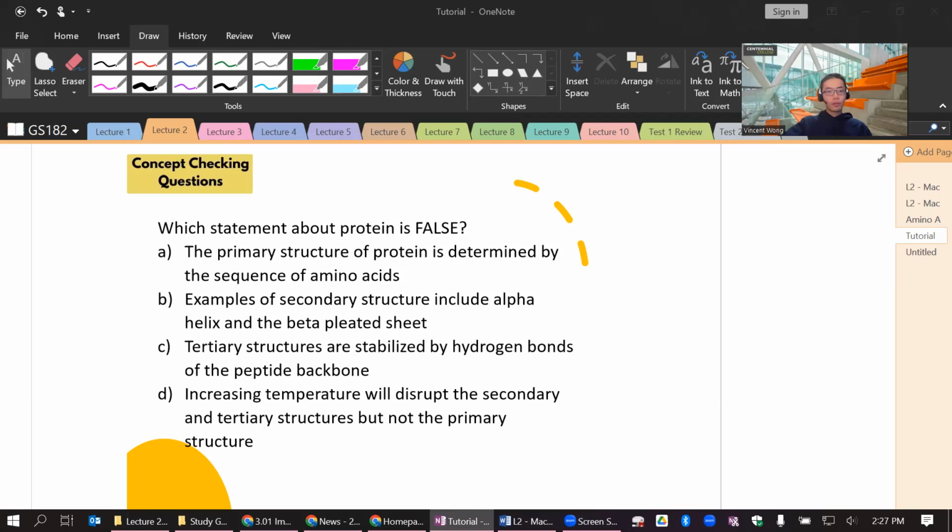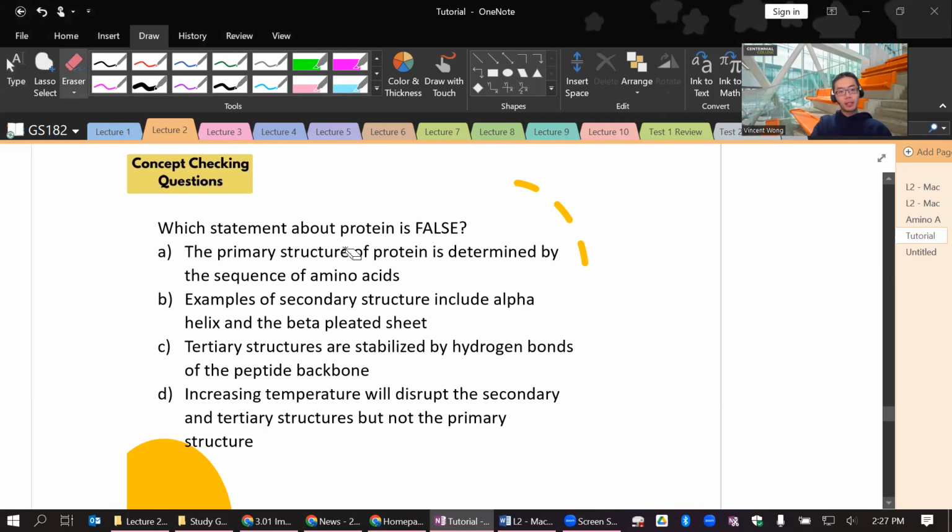Okay, again, thank you for participating. For those of you who have answered, we're looking for the false statement here. The primary structure of protein is determined by the amino acid sequence. That's correct. Examples of secondary structure include the alpha helix, that's the little loop, and the beta pleated sheets, that's the zigzag. So that's correct. Tertiary structures are stabilized by hydrogen bonds of the peptide backbone. That is the incorrect one.